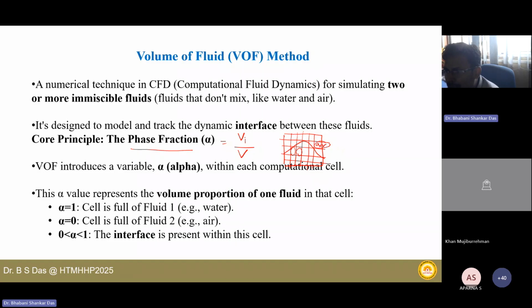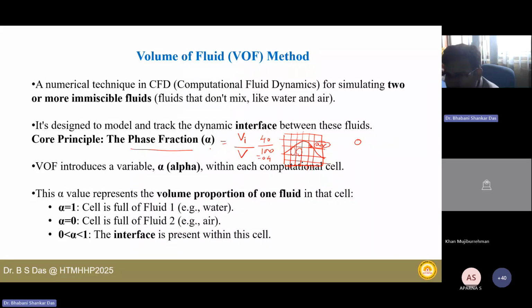So consider the volume inside the cell for water. We consider it as 0 if there is no water. If partly filled, you can see here this is partly filled. Suppose this is 40% filled, the volume upon the total volume is 0.4.